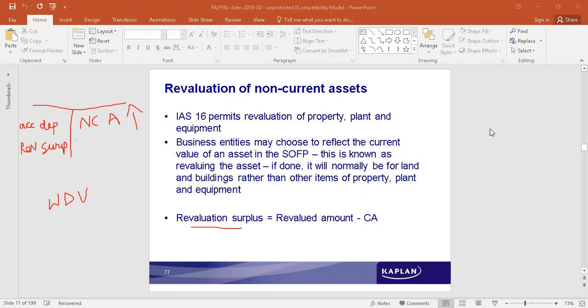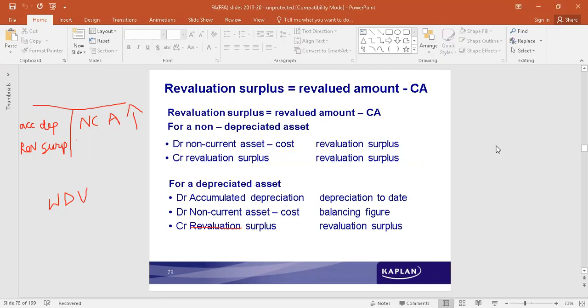What journal entry would we write if there is a revaluation? For some assets, no amount of depreciation is provided. They appear at their original cost in the books of account. So if there is no depreciation, the journal entry would be just to increase the non-current assets by the revalued amount and the revaluation surplus. But if accumulated depreciation is already provided, the journal entry would include the amount of depreciation accumulated until that date, and then the increase in the non-current asset.